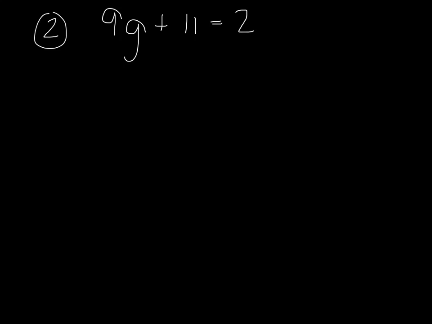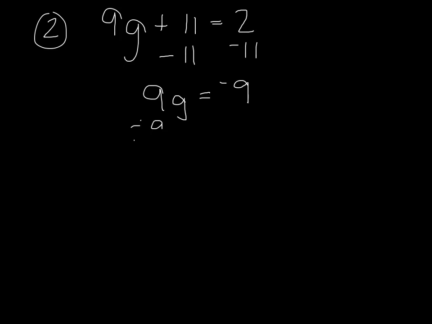Okay, so again, I'm going to get rid of my adding and subtracting first. So I'm going to subtract 11 from both sides. Okay, so I have 9g equals 2 minus 11. You guys think about this a little bit. If I have $2 and I owe you 11, can I pay up completely? No, I don't have enough money. So if I give you $2, I still owe you $9. I couldn't pay up all the way.